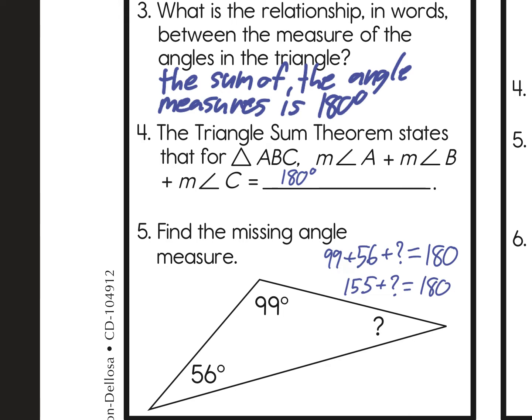Now we have a simple one-step equation. On each side of the equal sign, let's subtract 155 so that the mystery angle is by itself. So the mystery angle is actually 180 minus 155, which gives us 25 degrees.